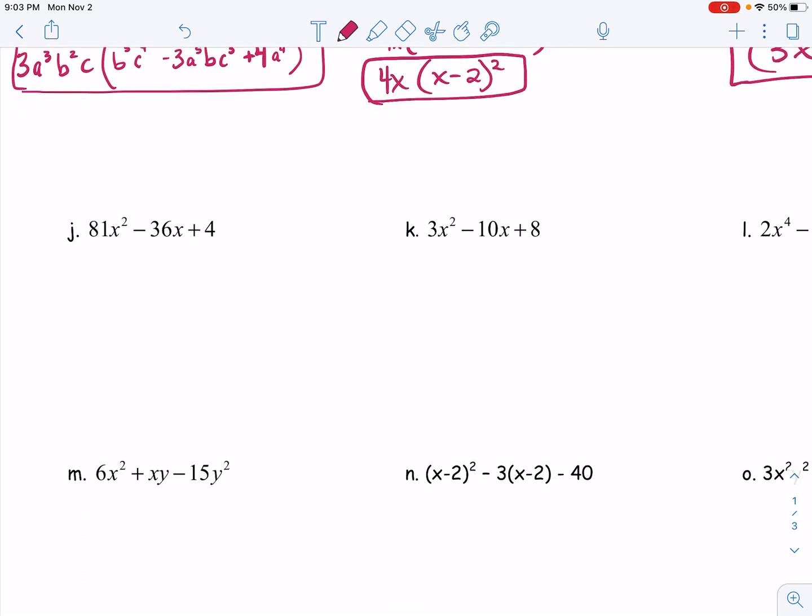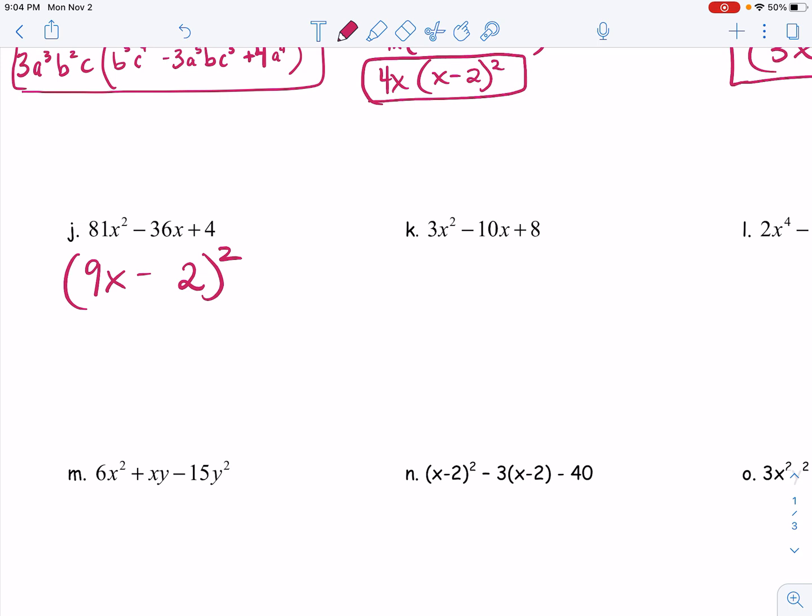81x squared minus 36x plus 4. No GCF. I see a perfect square in the front. I see a perfect square in the back. Root. 9 times 2 is 18 times another 2 does give me 36. So this is a perfect square. Minus in the middle because that's the sign. Boom. Call it a day. Yes, I know I'm going kind of fast. This is stuff that you should already know.